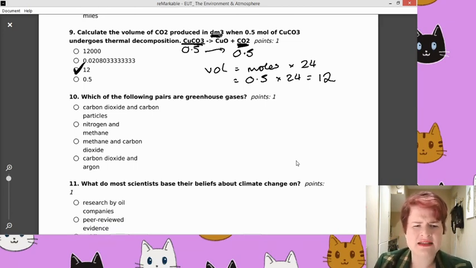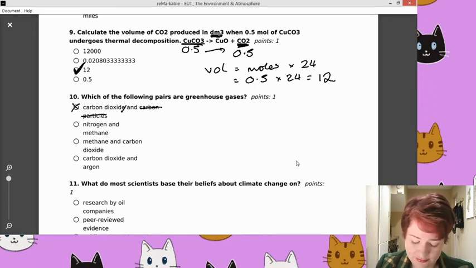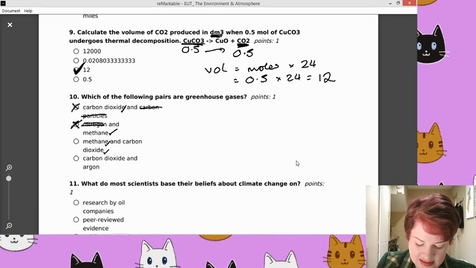Which of the following pairs are greenhouse gases? Carbon dioxide is, carbon particulates aren't, so it can't be that one. Nitrogen isn't, but methane is, but that one has only got one, so it can't be that one. Methane is, carbon dioxide is, so it's definitely going to be this one. But let's just rule out the final one just in case. Carbon dioxide is, argon isn't, so yeah.